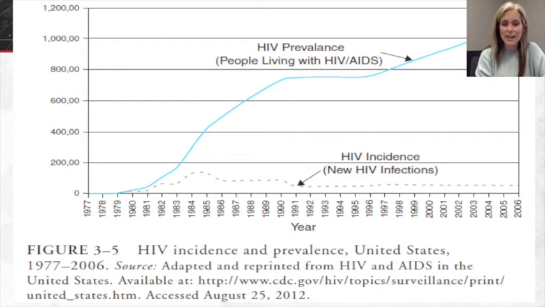A great example is looking at HIV. If you were to solely look at HIV prevalence, which is the blue line here, you would see the number absolutely skyrocket. And if you just look at prevalence, people would say, wow, despite all of our intervention, despite all of our programs, HIV prevalence is just skyrocketing.